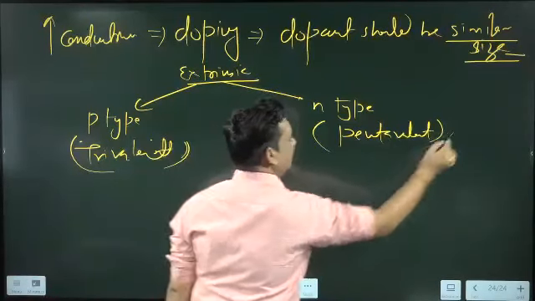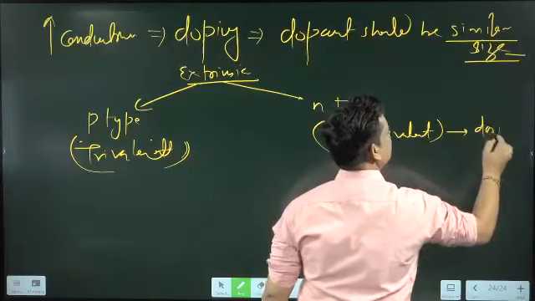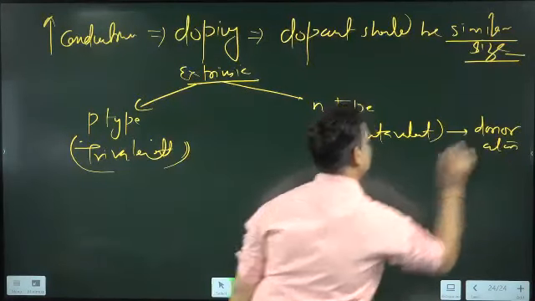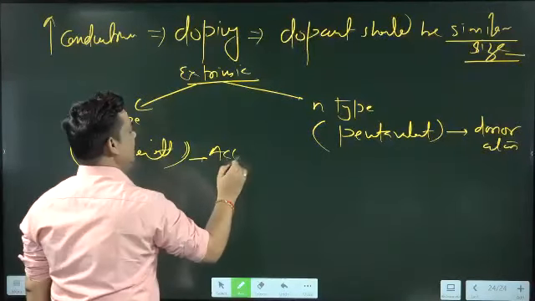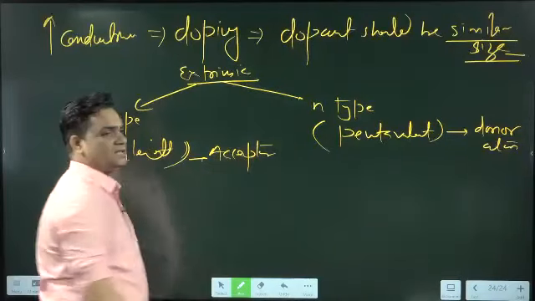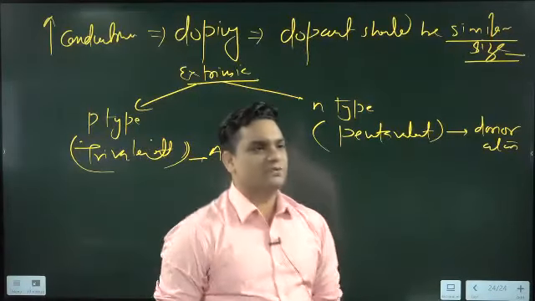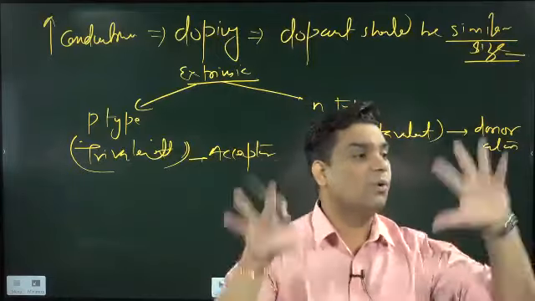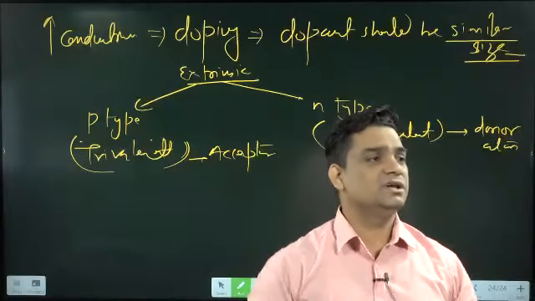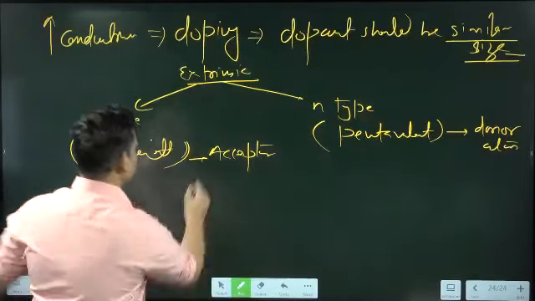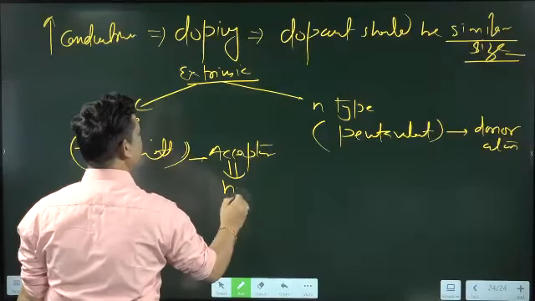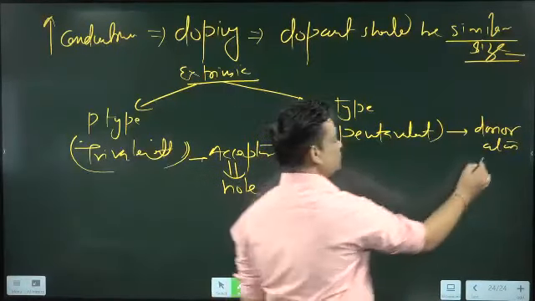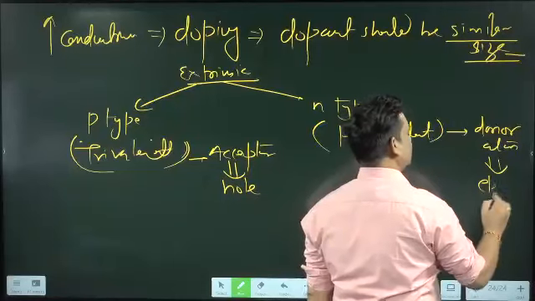Now, pentavalent is basically acceptor or donor? This is known as your donor atom here, and the trivalent ones are known as your acceptor. If the acceptor is going to accept, then it is going to create a lot of holes. Holes are basically a deficiency. So the acceptor atom is going to create the holes, and the donor atom is going to donate electrons.